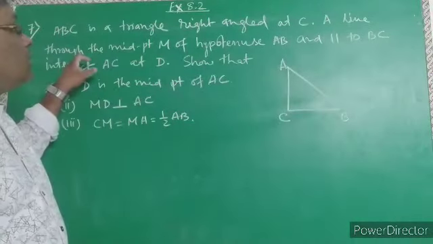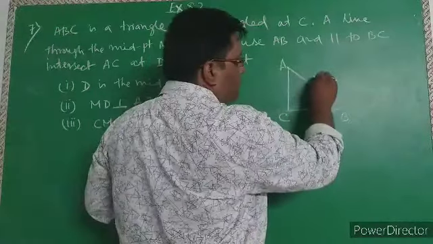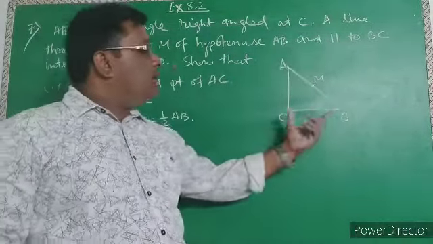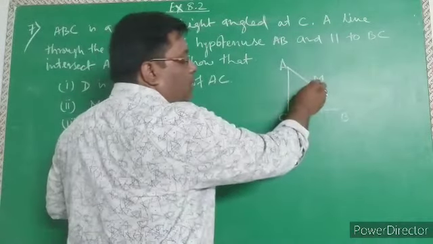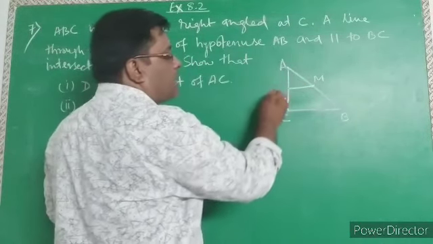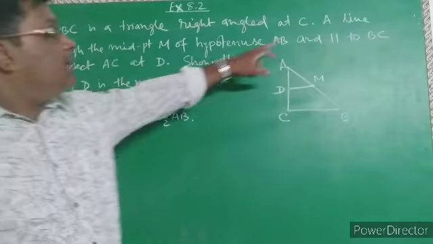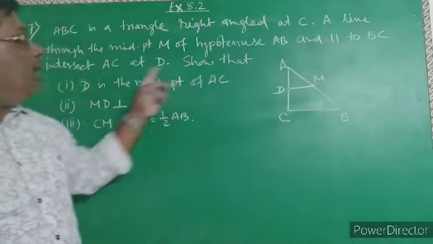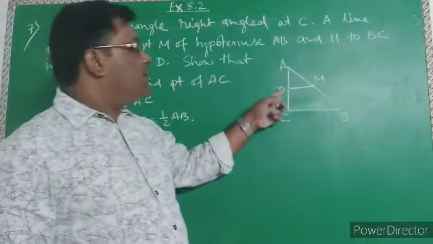So a line through the midpoint M of hypotenuse AB and parallel to BC intersects AC at D. That is, M is the midpoint of this hypotenuse AB, and through M we have to draw a line which is parallel to BC, like this, which intersects AC at D. So this is the point D. Now we have to show that D is the midpoint of AC.